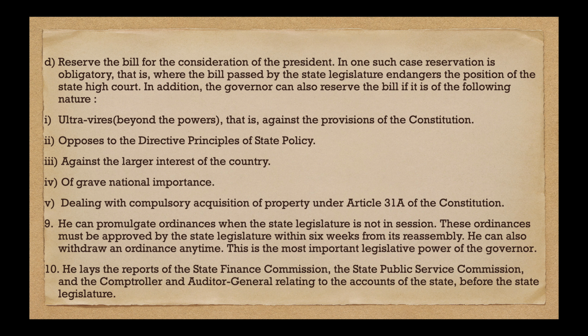In addition, the governor can also reserve the bill if it is of the following nature: 1. Ultra vires, beyond the powers, that is, against the provisions of the Constitution. 2. Opposed to the directive principles of state policy. 3. Against the larger interests of the country. 4. Of grave national importance. 5. Dealing with compulsory acquisition of property under Article 31A of the Constitution.